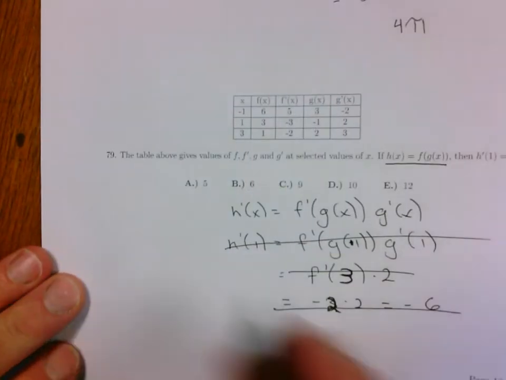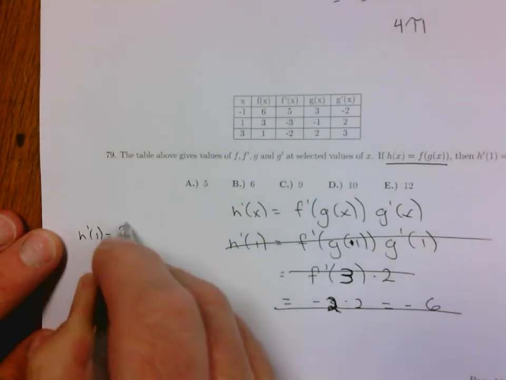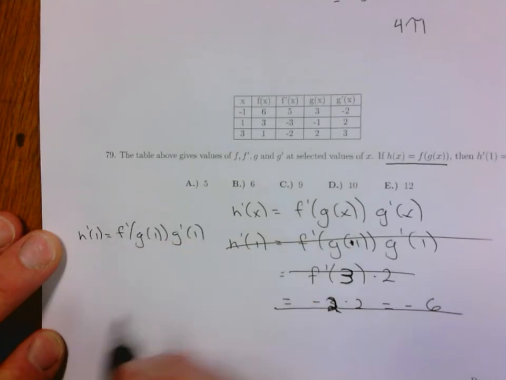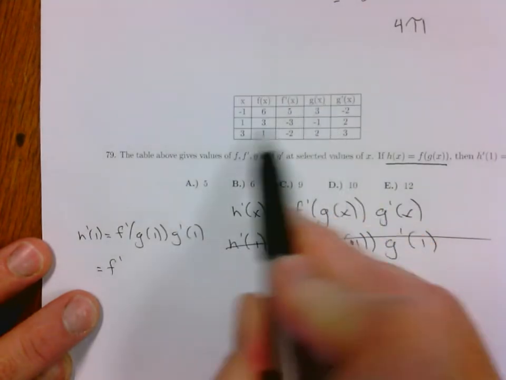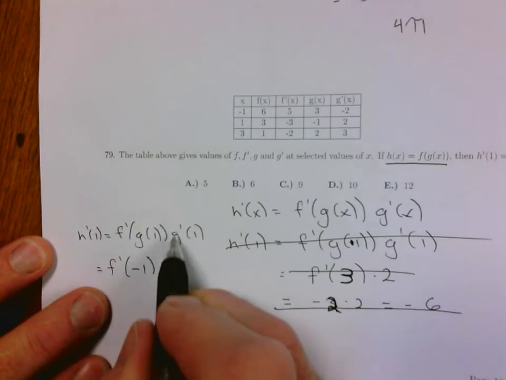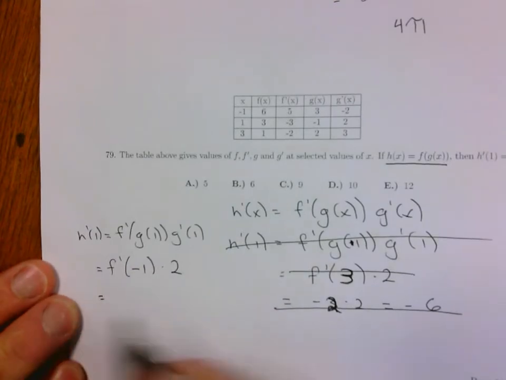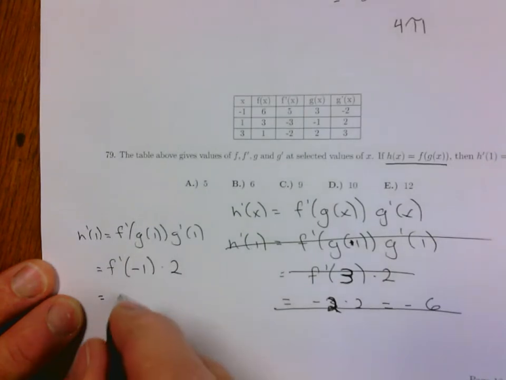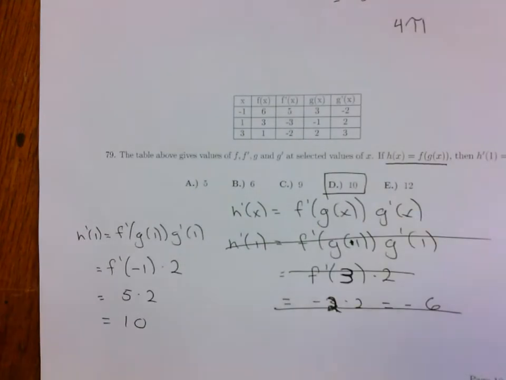Let's go over here to the side here. Okay, so using this again, I have h prime of 1 is equal to f prime of g of 1 times g prime of 1. So that's equal to f prime of g of 1. g of 1 is negative 1. So this is f prime of negative 1 times g prime of 1, which is 2. And then we go f prime of negative 1. Oh, here we are. f prime of negative 1 is 5. That's where I goofed up. So 5 times 2, which gives you 10. So the answer here is D.